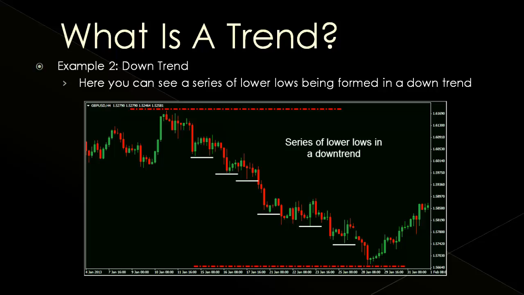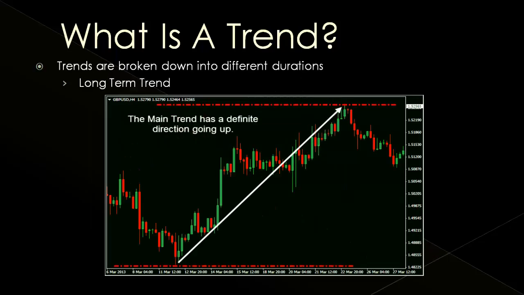Here you can see the same chart, but now you can see a series of lower lows. The lower lows are pointed out by the horizontal white lines. And as you can see, every time a new low has been formed, it is formed lower than the previous low. This tells us that the market is moving downwards and we are in a downtrend. This would be a great opportunity to look for sell trades.